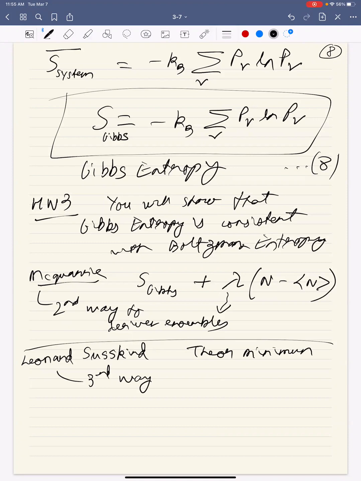Now, in information theory, in electrical engineering, there is something known as Shannon entropy, which looks just like Gibbs entropy. It's minus P log P, okay? But in your homework, you will show how Gibbs entropy is consistent. But apart from that, we are not going to do anything with Gibbs entropy in this semester. Any questions?